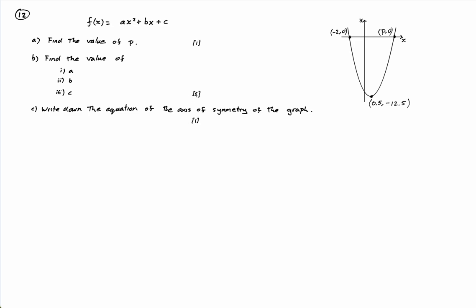Okay, question 12. We have obviously a quadratic. Nice parabola here. It says this is f of x. We don't know what the function is. It's ax squared plus bx plus c, and I guess we're going to have to find a, b, and c.